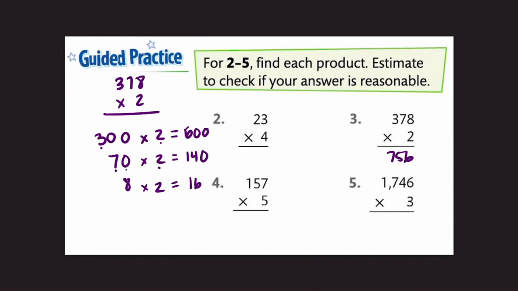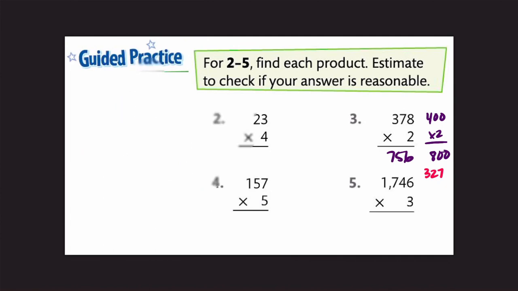If I were to add these together, I would do 600 plus 140 is 740, plus 16 more would be 756. Okay, then you can do the same thing where we're estimating. This one's close to 400. 400 times 2 is 800. Is it reasonable to say that that's what it is? Yeah, I'd say that's a reasonable answer. It's pretty close. If it weren't reasonable, my answer would be like 327. Is 327 close to 800? No, then I would know I need to go back and fix the problem. Okay, let's try one last problem here.